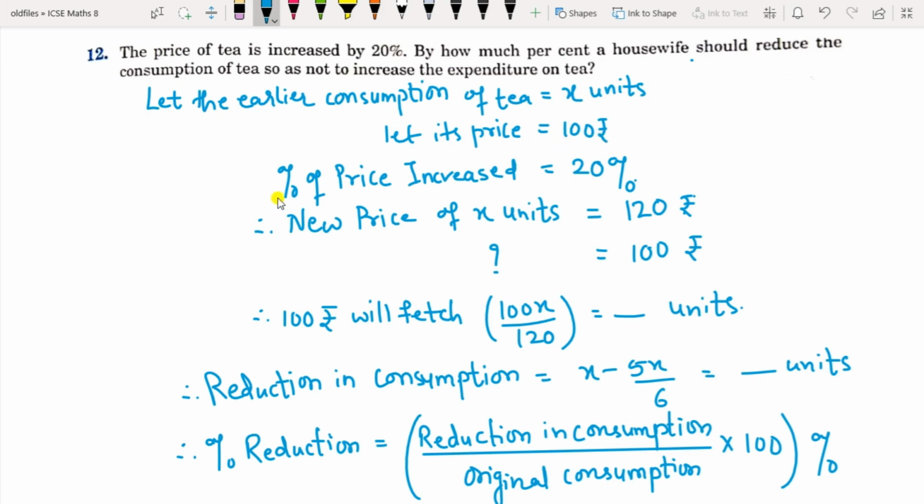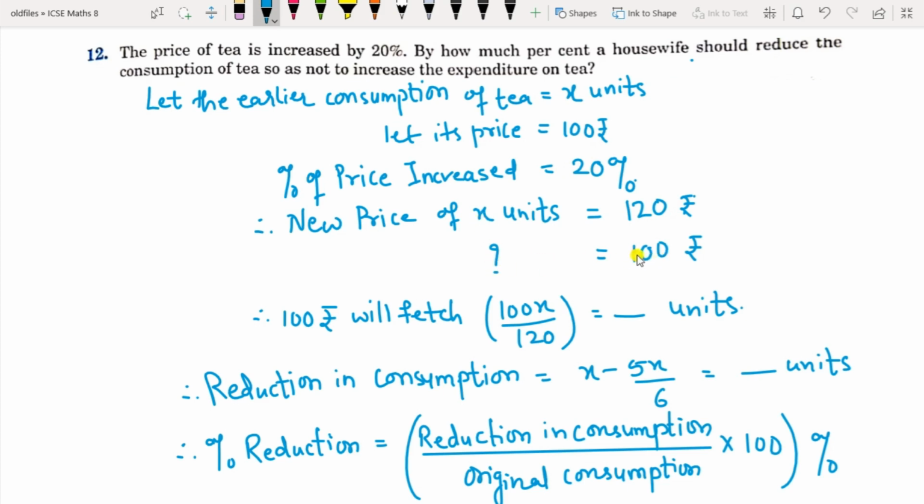The percentage of the increase is now 20%. So now it is not costing 100 rupees, it is costing 120 rupees. That is the new price. But they don't want to change their expenditure. They want to spend only 100 rupees. So how many units should they buy now?